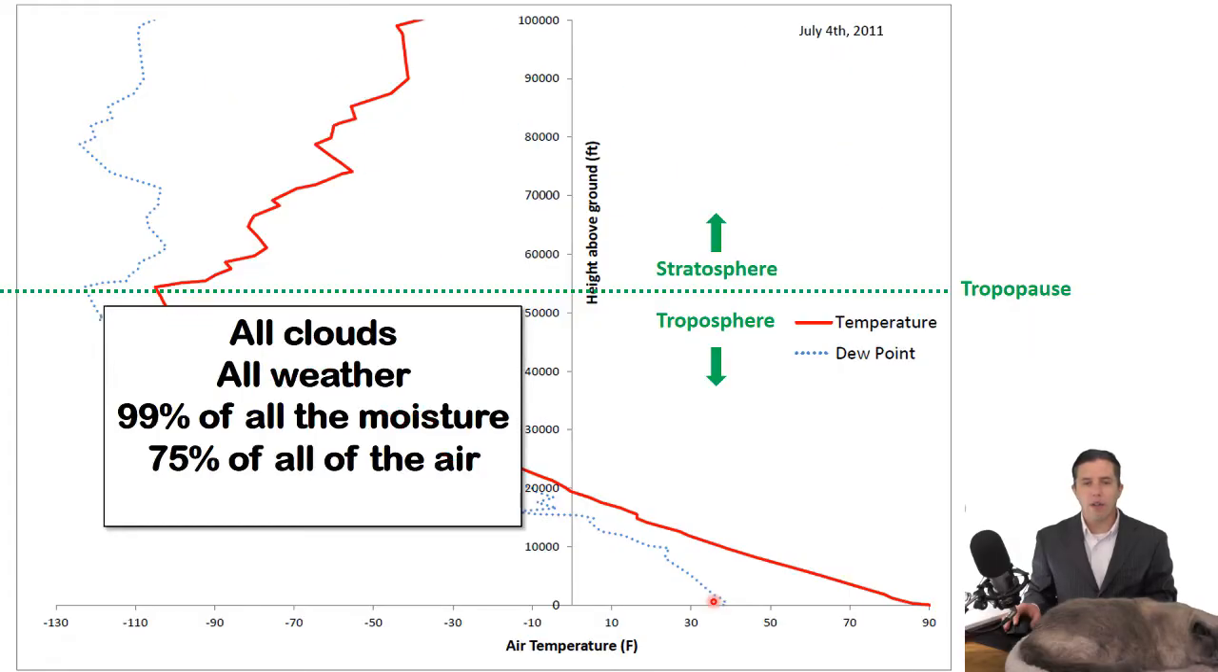And in fact, if we look at what's happening in the troposphere itself, it has almost anything you'd be interested in regarding weather. All the clouds are in the troposphere. 99% of all the water vapor is in the troposphere. Everything you think of as weather is happening in the troposphere. And in fact, 75% of all the air molecules in the entire atmosphere are in the troposphere.